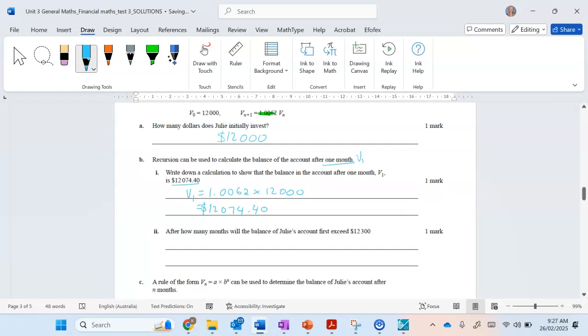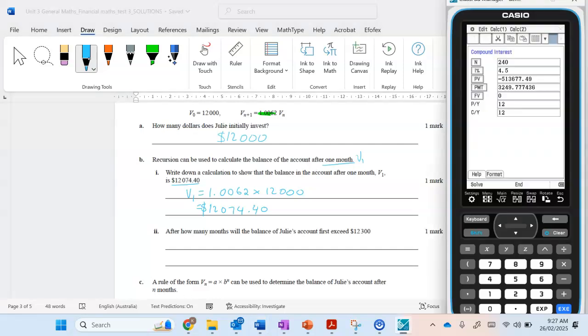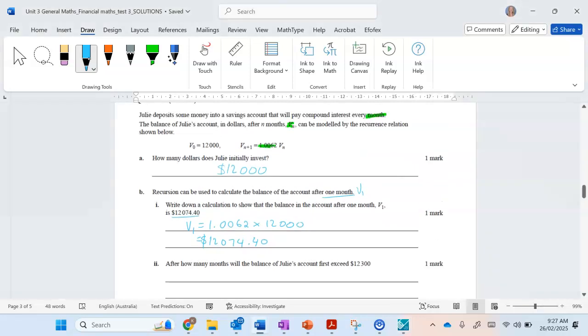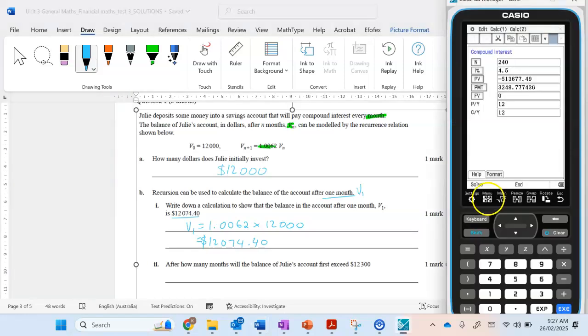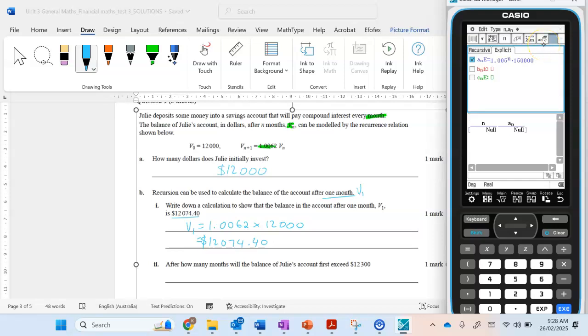After how many months will the balance of Julie's account first exceed 12,300? So on your calculator, you can put the values into Financial Solver. The thing is, we haven't been given the annual interest rate, so we would have to work that out, which is a little bit more work, I think, than actually using the sequence. So we can go to the recursion and just change what we've got in there.